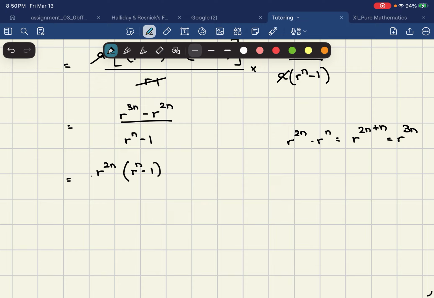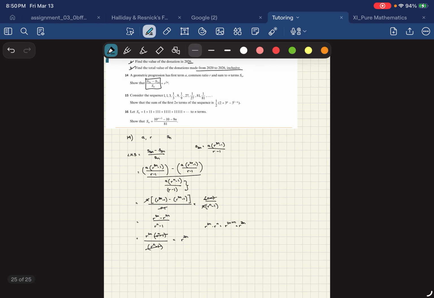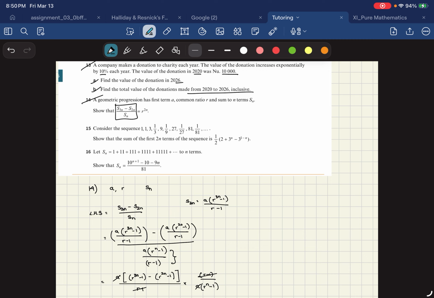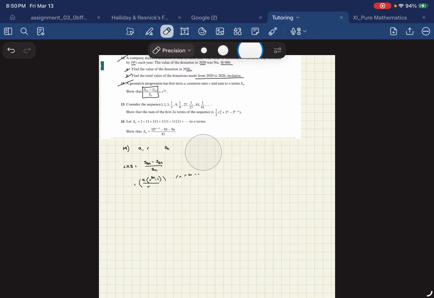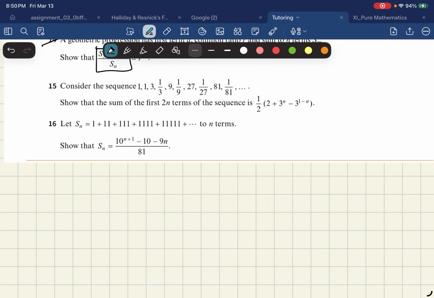So now, when you factor out r to the power 2n, you get this expression. And you have r to the power n minus 1 in the denominator, which cancels out and gives you r to the power 2n. And that is your right-hand side. So we have shown that. Fairly simple to show. So let's look at question 15.